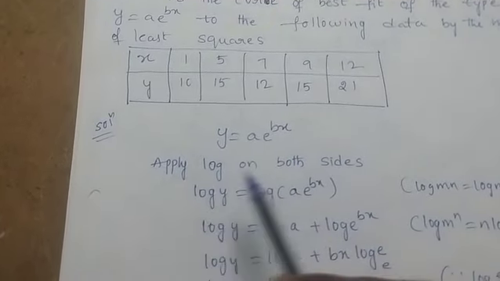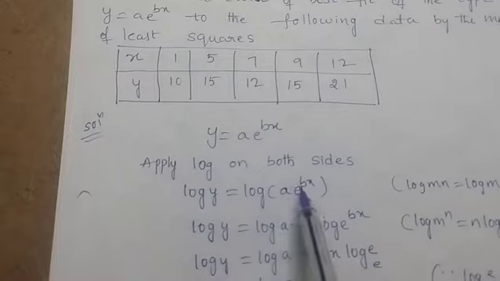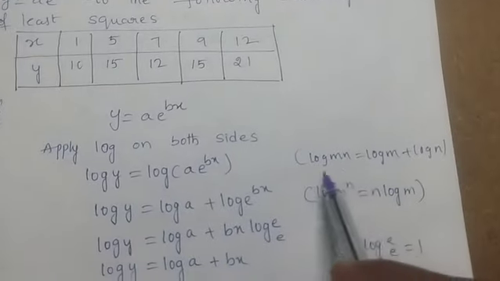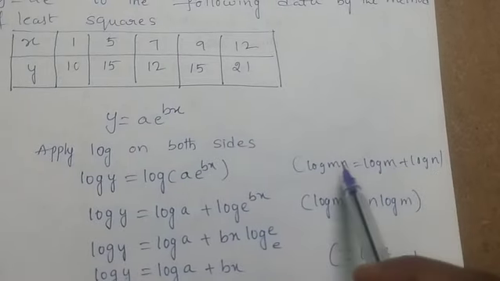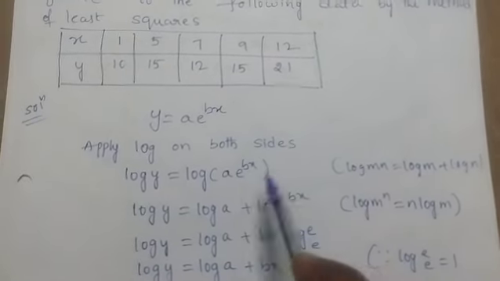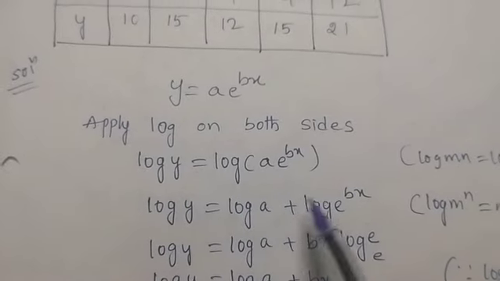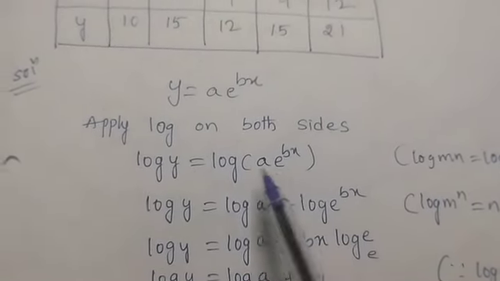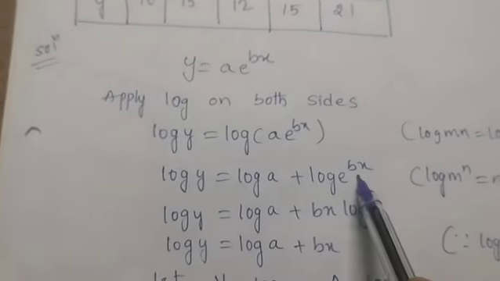So log y equal to log of a into e power bx. Both sides we applied log. Now we have the formula log mn equals log m plus log n. So for a product we get a plus. Here a into e power bx is there, so that's why log a plus log e power bx. This is m and this is n, so log m plus log n.